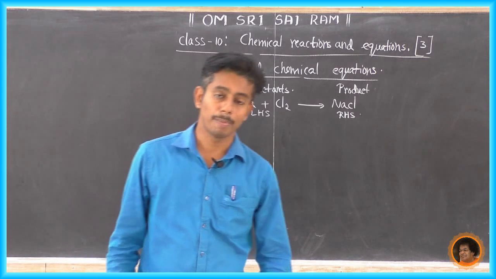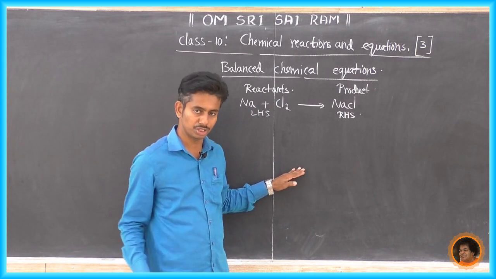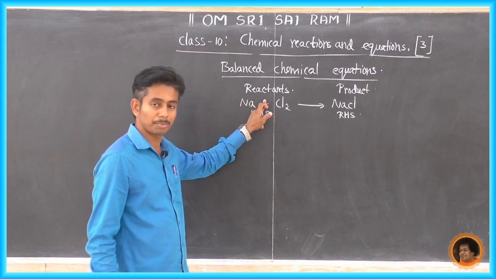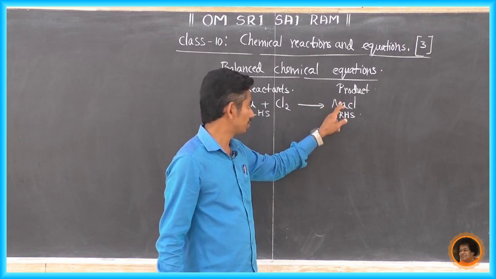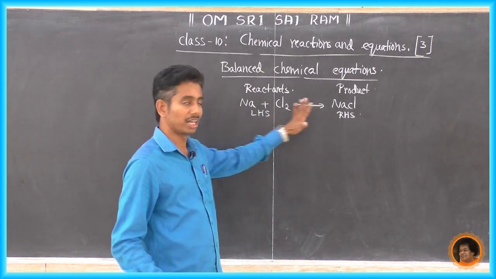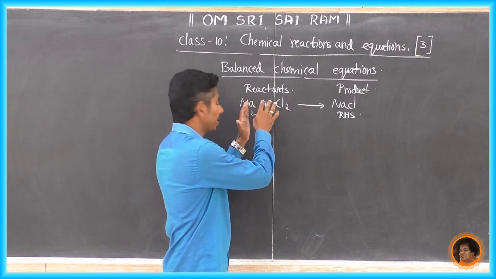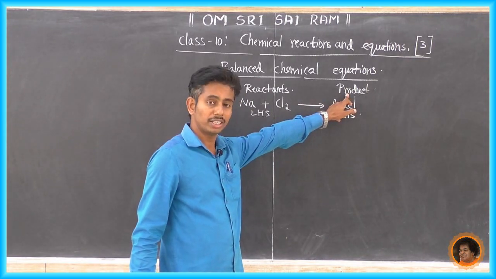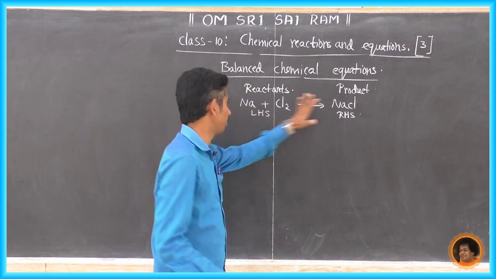What is the condition for a balanced chemical equation? When we say the given equation is balanced, the total mass of the elements present in the reactant part has to be equal to the total mass of the elements present in the product part. Then we say the given equation is balanced. That is the condition.